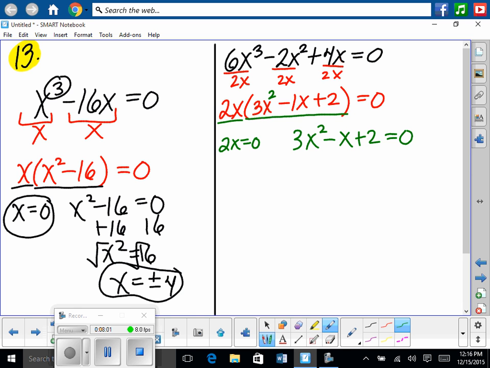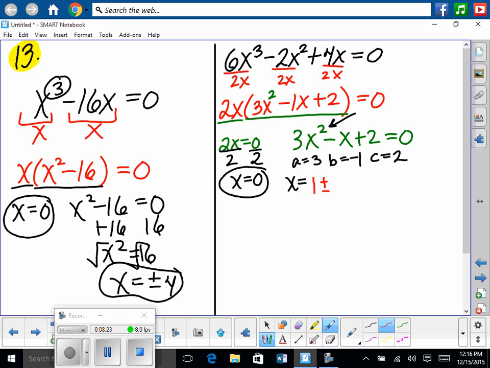So then from there, we'll solve each case, divide by 2. So x is equal to 0. There's one of our answers. And here, to solve it, it's a quadratic. So I'm going to use the quadratic formula. x equals negative b. Well, a is equal to 3, b is equal to negative 1, and c is equal to 2. So x equals opposite of b.